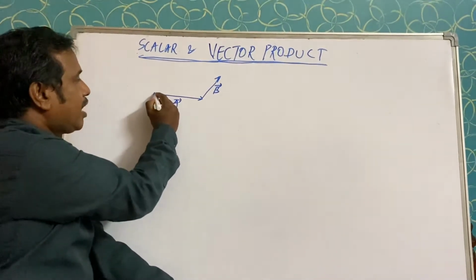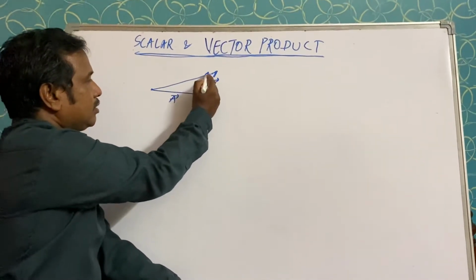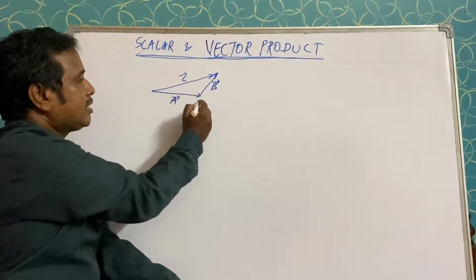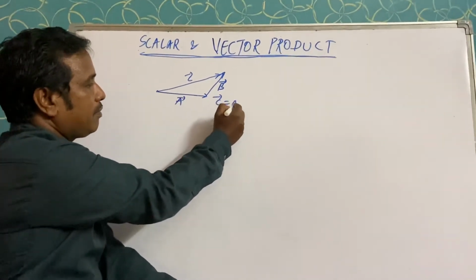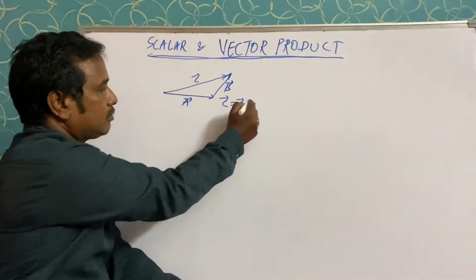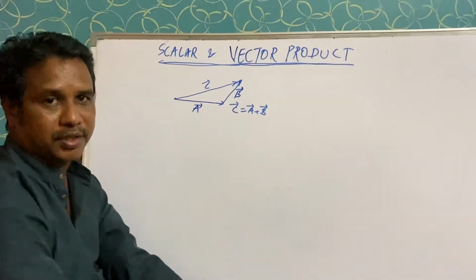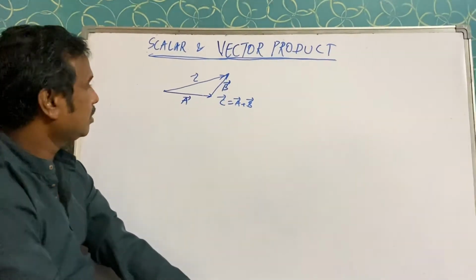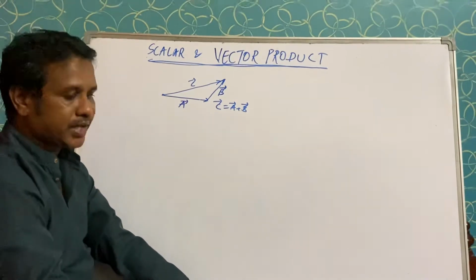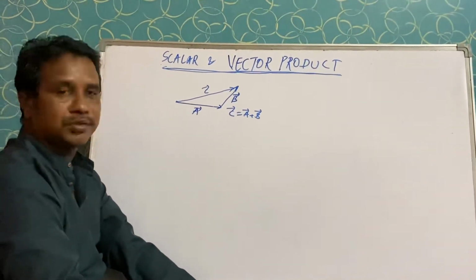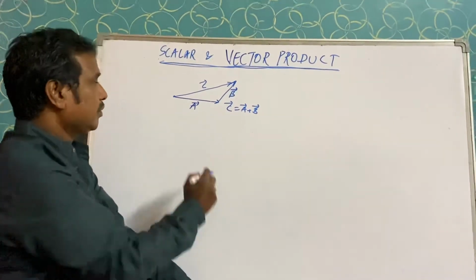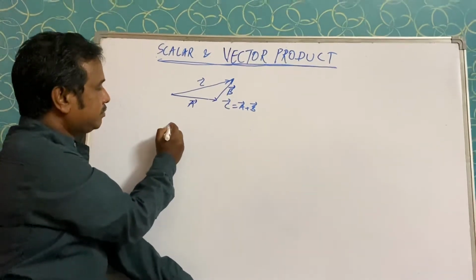Then you can add a third vector, let us say C. C can be written as C equal to A plus B. So this is called vector addition. Now suppose you want to subtract the vectors. What do you do? How to subtract the vector? We will use the same diagram.